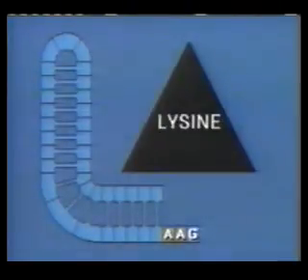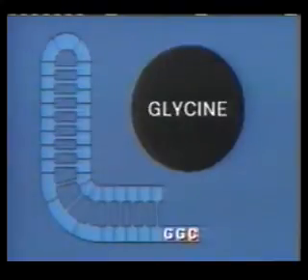Similarly, transfer RNA with the acceptor codon AAG codes only for lysine, and GGC, in turn, only for glycine.